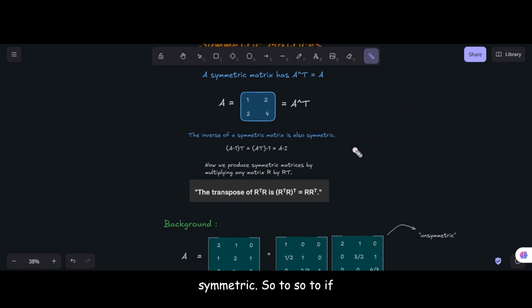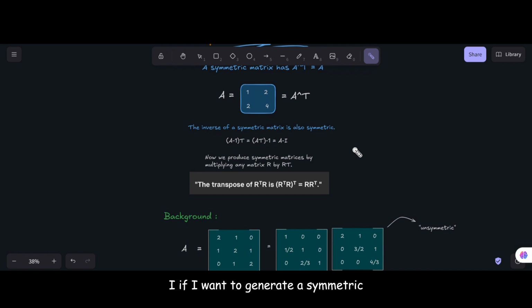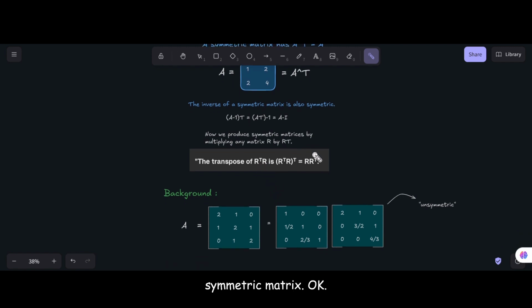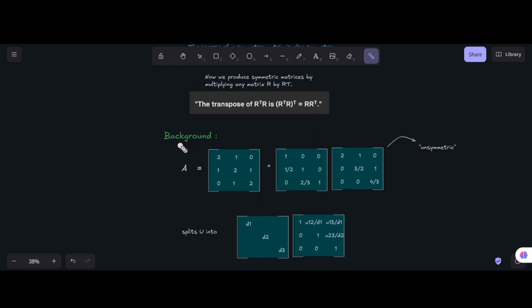So if I want to generate a symmetric matrix from any matrix, that is also possible. We can take any rectangular matrix R of any order m cross n, and produce a symmetric matrix with it. How do we do that? We take R and multiply it with its transpose, and the resultant comes out to be symmetric. This matrix is always symmetric. So that is how we produce a symmetric matrix.